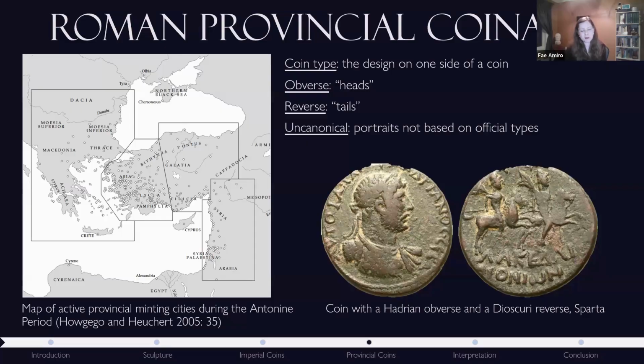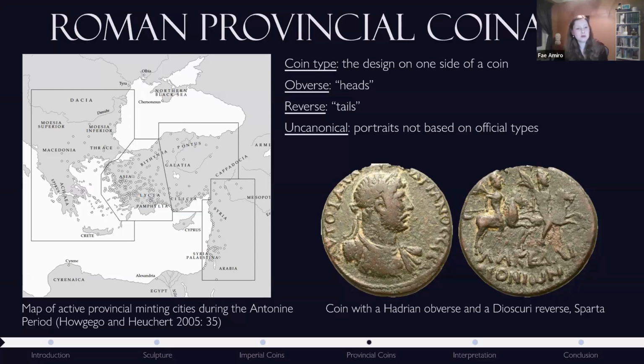So as our most plentiful body of imperial portraits from outside of Italy, these coins are by far our best evidence for the portrait dissemination outside of Italy and to the provinces. They're really beneficial for their large numbers and wide geographical distribution, with hundreds of active mints throughout the region. You can see this on the map on the slide, which is from the Antonine period.